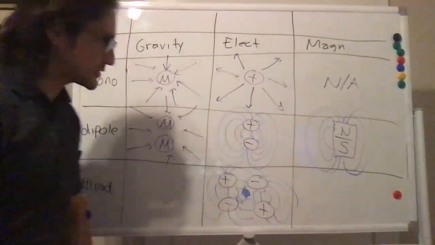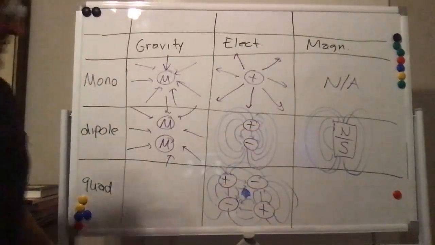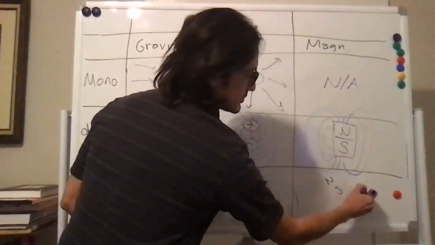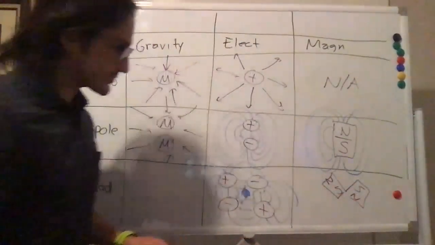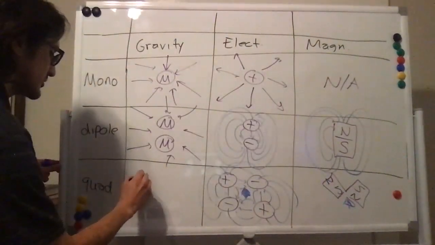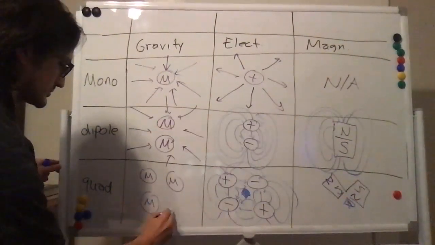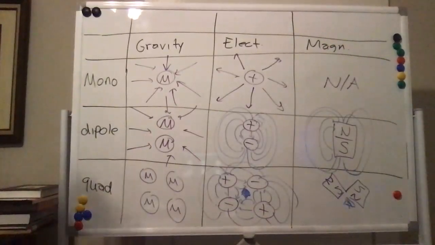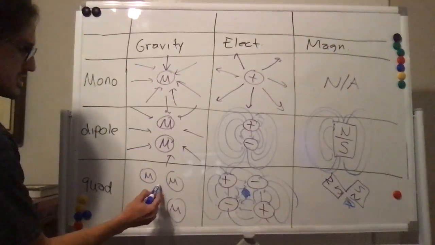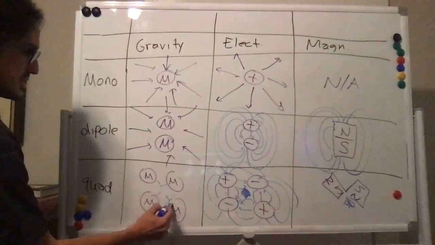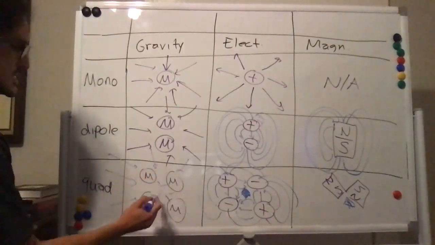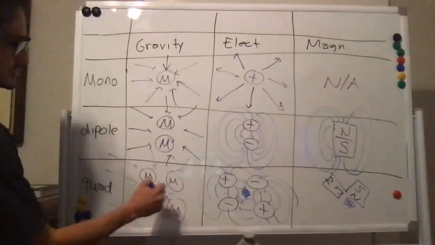So you can do a quadrupole with the magnets as well. You can do north, south, north, south, or the other way around, south, north. It will look kind of like this. What about the one with the masses? Also, nothing here in the middle, right? So you will have an actual shape over here.